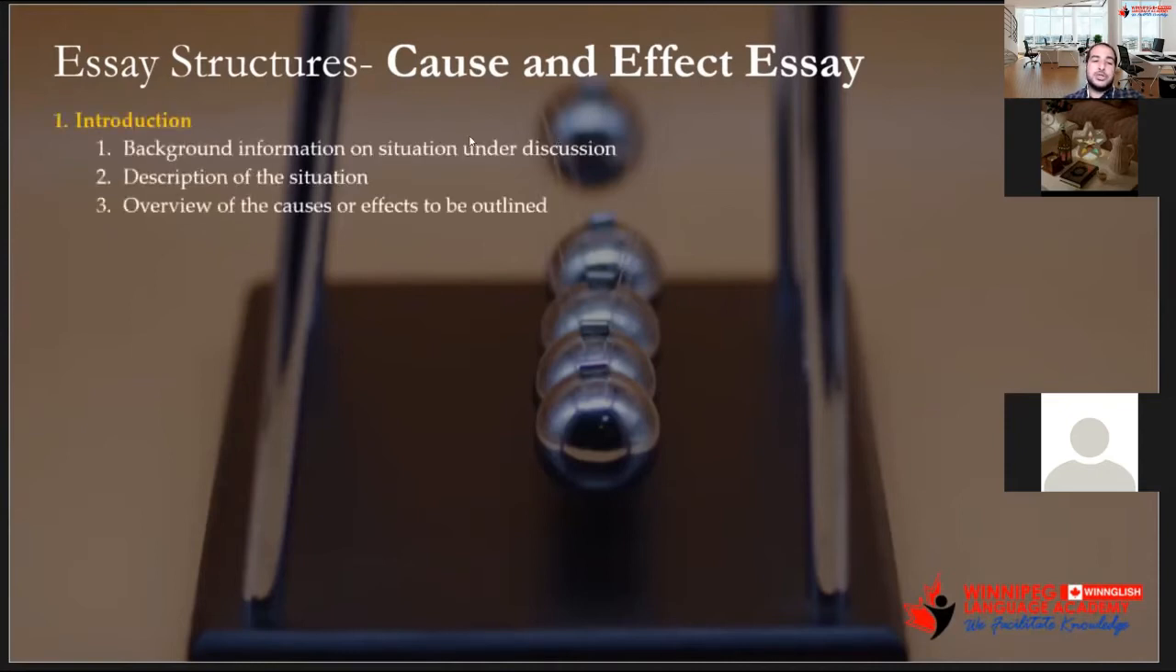All right. Let's take a look at what we have here. You start with the background information on the situation, and this can include a hook for sure. Then you give a description of the situation, and this can be looking at the causes or effects. For this type, you could be asked to write about the causes of pollution only, or the effects of pollution only. Or you could be asked to write about causes and effects of pollution. In this case, you will be giving a general overview of the causes and the effects.